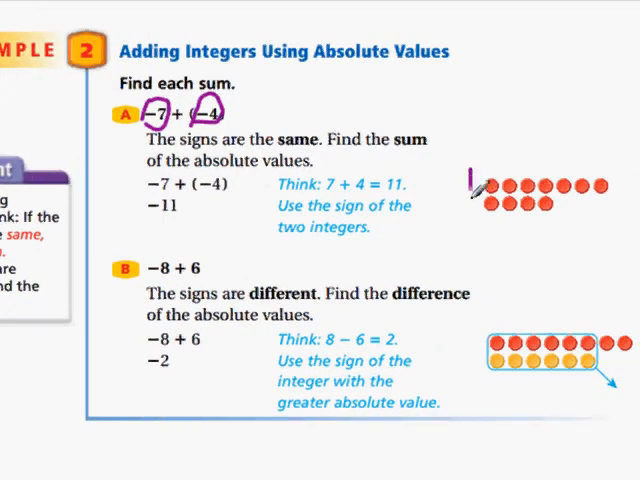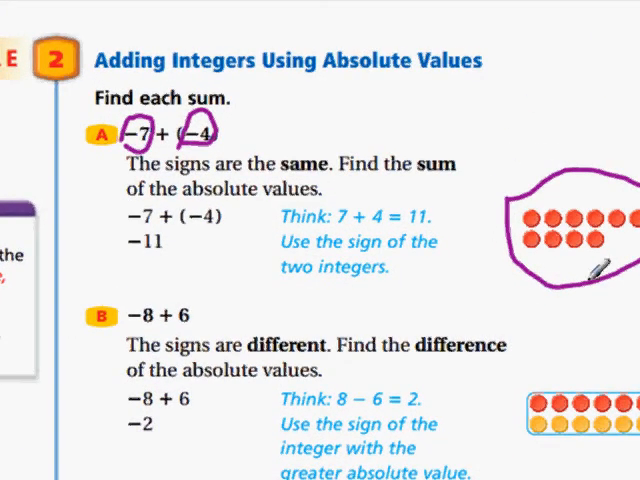I really like what they've done right here. They're using red as a negative chip. So we have 7 negative chips and 4 more negative chips for a whole total of 11 negative chips.